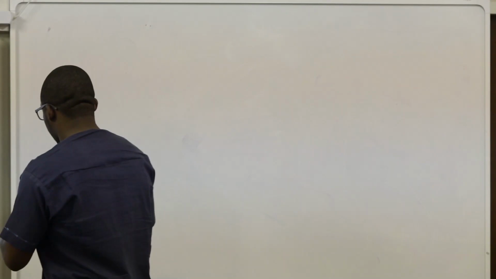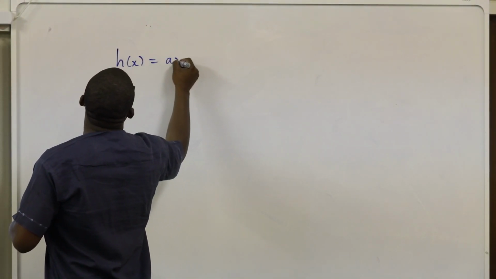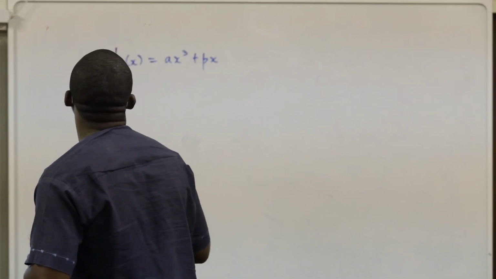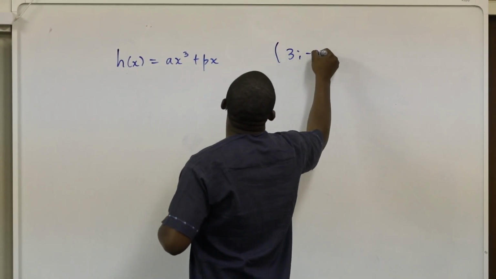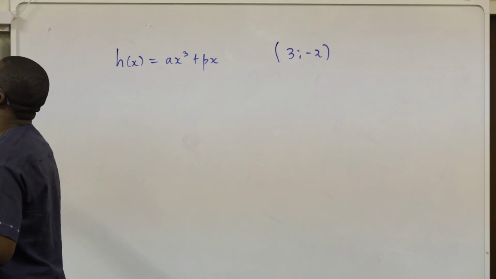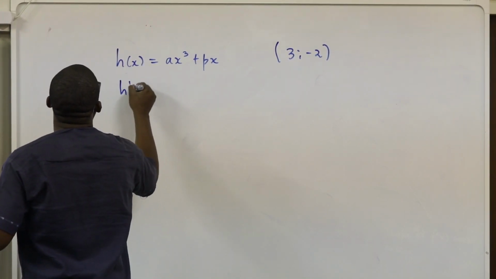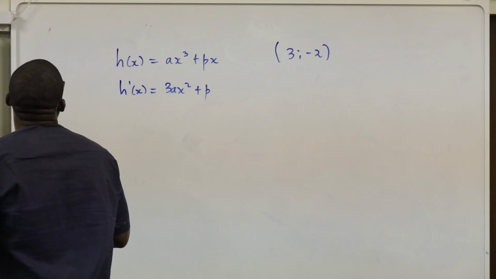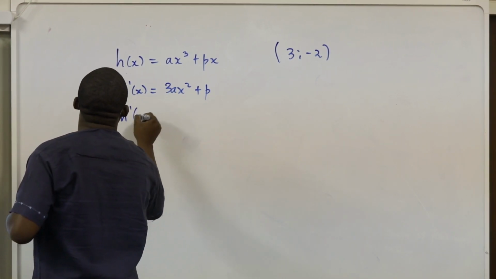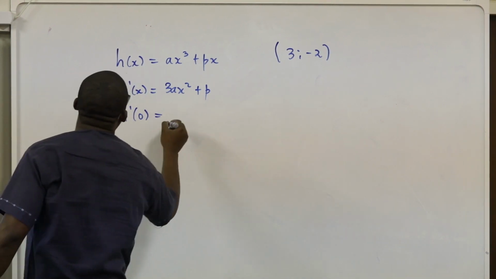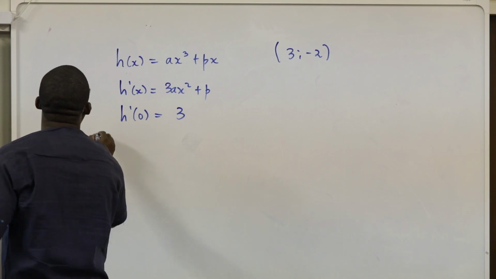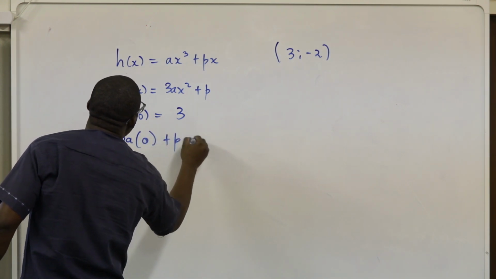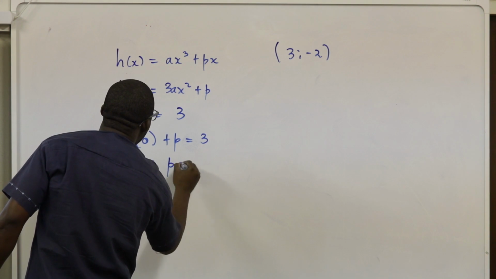So, h of x is given as ax cubed plus px. It passes through the point 3 and minus 2. The gradient of the tangent: gradient means we differentiate, h prime of x is 3ax squared plus p. The gradient of this, if x was replaced with 0, was equal to 3. Therefore, 3a multiplied by 0 plus p is equal to 3. Therefore, p is equal to 3.